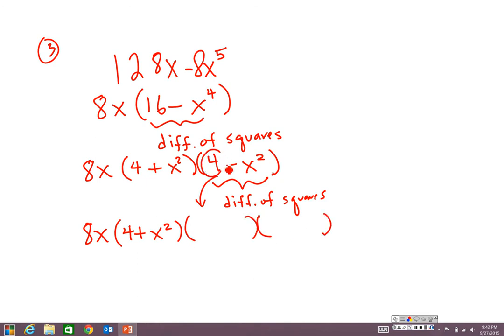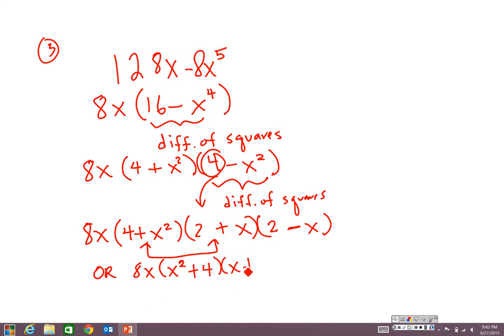Square root of 4 is 2. Square root of x squared is x. Signs should be plus minus, or minus plus. So here are the factors. The only one that you could possibly write these around. So, or, let me put or, if you wrote 8x times x squared plus 4 times x plus 2.